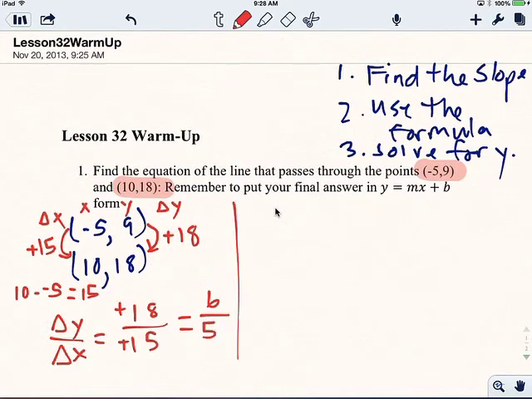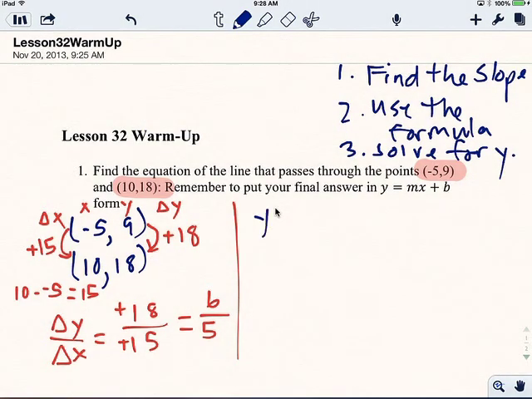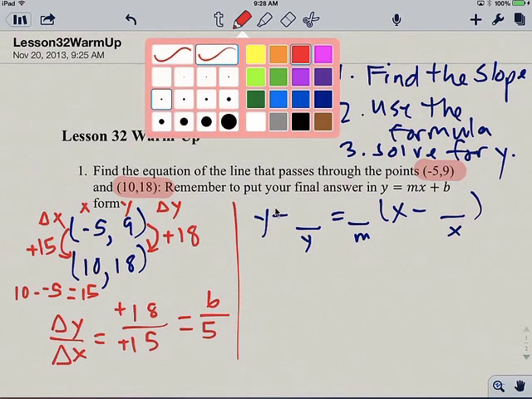All right, so one step down, now I need to use the formula. So you have to remember this formula. It's y minus something equals something times x minus something. And you can write yourself the little notes. Y's go with y's, m goes in front of the parentheses, that's a slope, and x goes with x's. And so now I'm going to fill this thing in.